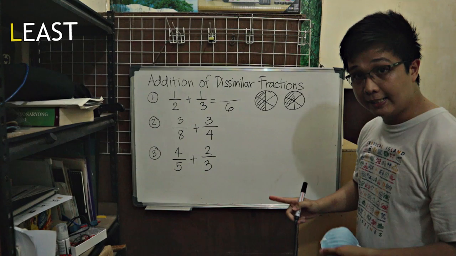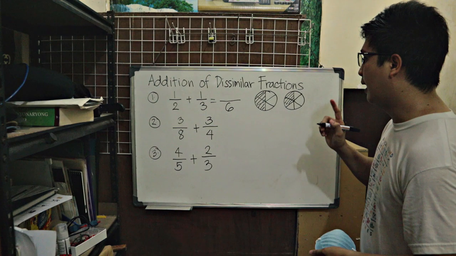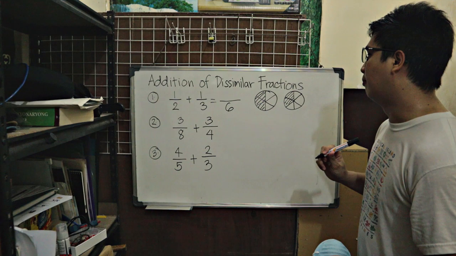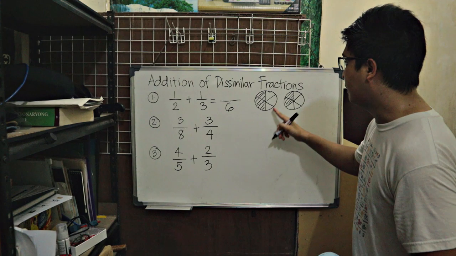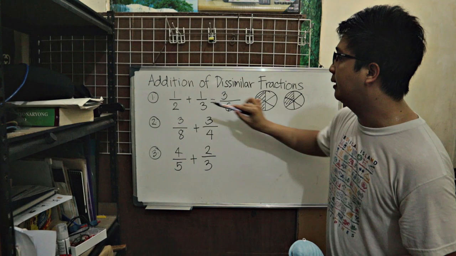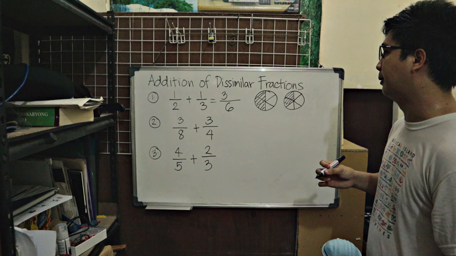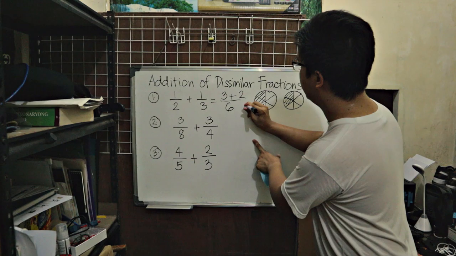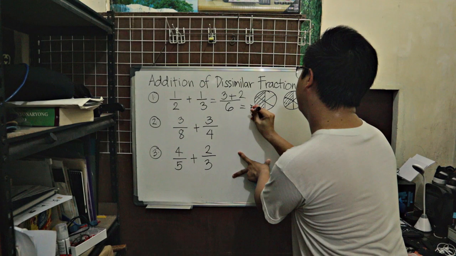This 6 is called the least common denominator. Paano makuha ang 6? Ang atong ginobra diri, we multiplied 2 and 3. 2 times 3, that is 6. And we have the least common denominator. Now, ano ang atong nahimo sa 1/2? It became 3/6. Paano nakuha ang 3? 6 divided by 2, 3. 3 times 1, 3 parts of a whole. And that is our numerator. Plus 6 divided by 3 times 1. So that is 6 divided by 3, 2. Times 1, that is 2. Equal to 5/6. And that's how you add 1/2 plus 1/3.